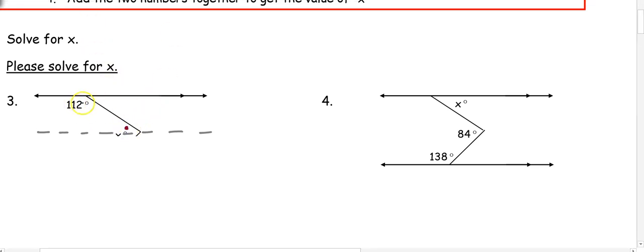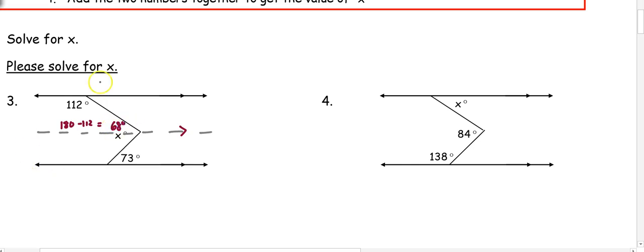Well, the relationship, if this is a parallel line, between 112 and that burgundy dot, is that they are same side interior. So I can subtract from 180 to get the measure of that angle. So when I subtract 180 minus 112, I get 68 degrees.